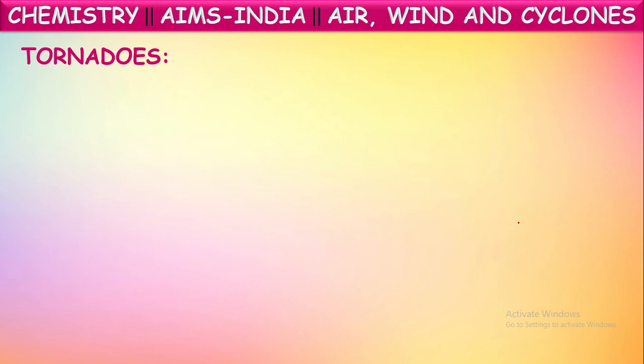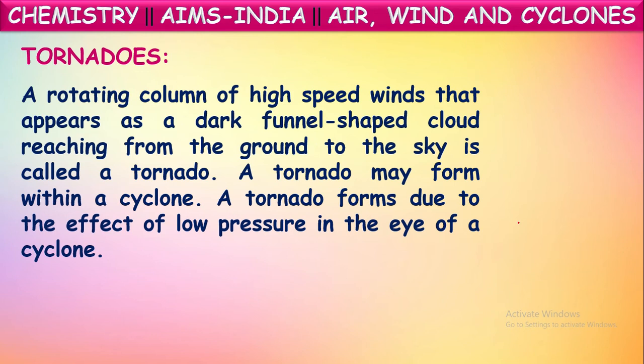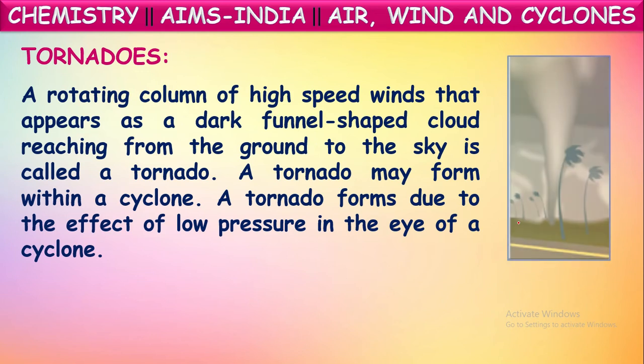Now let us see one of the forms of cyclones, which we call tornadoes. A rotating column of high speed winds that appears as a dark funnel. A dark funnel shaped cloud reaching from the ground to the sky is called a tornado. What is a tornado? The rotating column of high speed winds that appears as a dark funnel shape. See here, a rotating wind in the funnel shape from the ground to the sky. It is like this, isn't it? Funnel-like air rotating with high speed, from the ground to the sky.